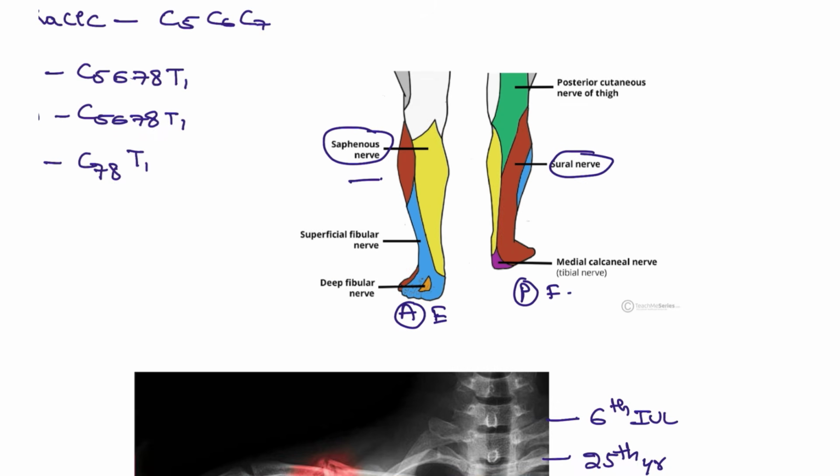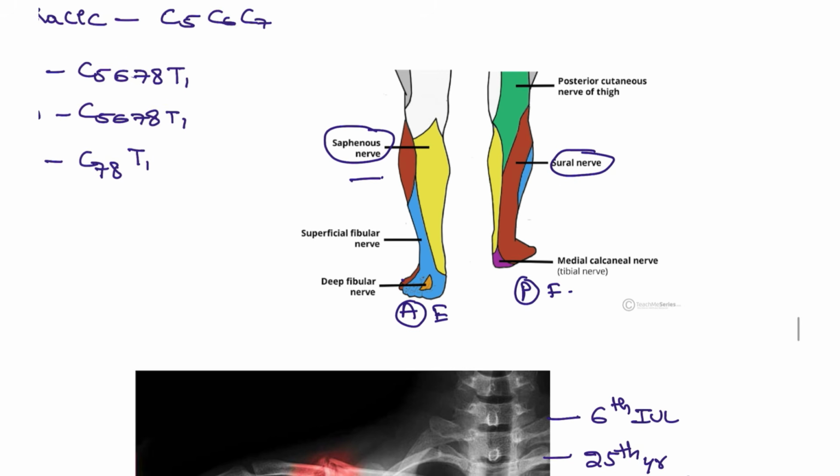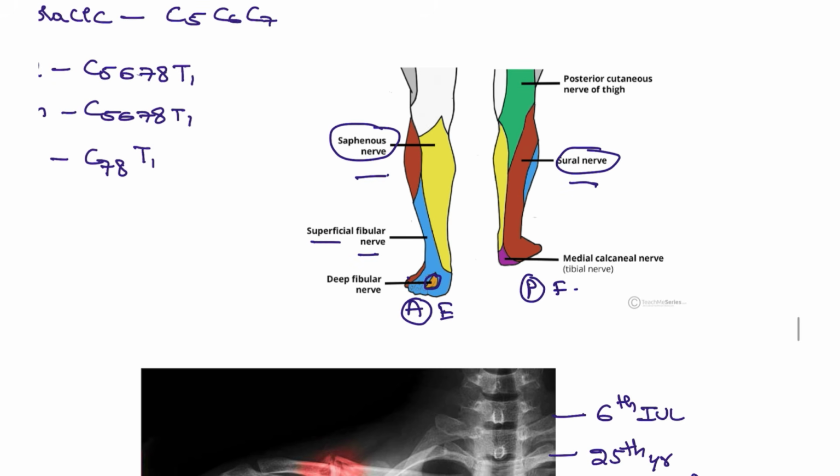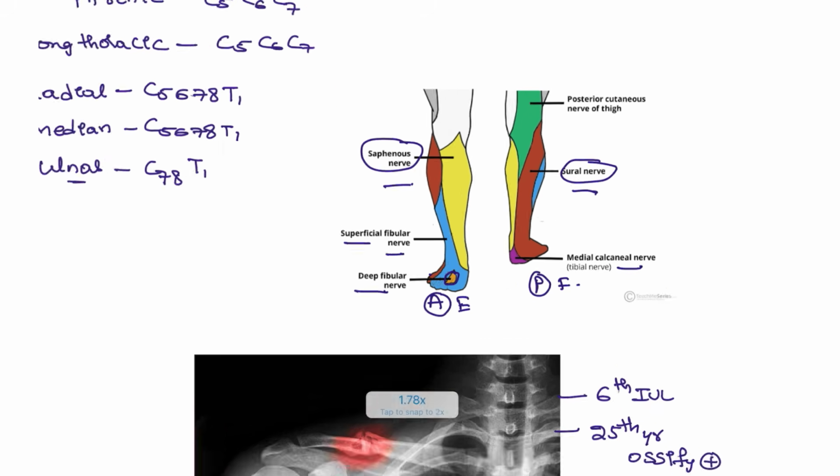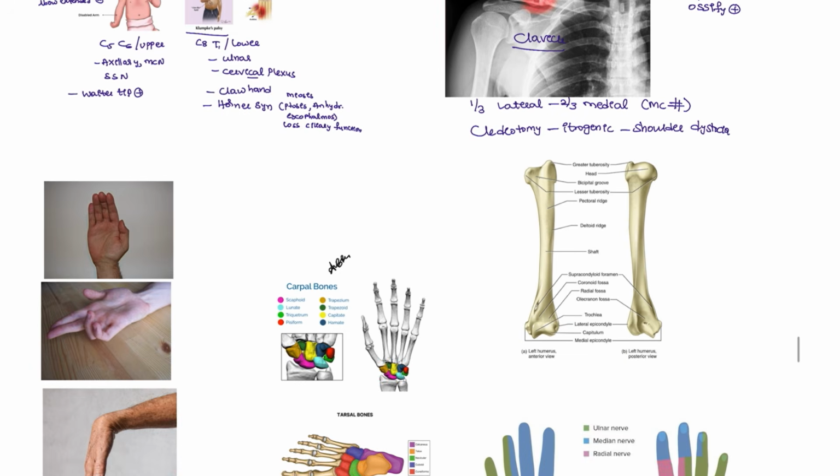And next, on the dorsum of the foot, the little toe is again supplied by the sural nerve, and most of the part will be supplied by the superficial fibular nerve, and the small part at the dorsum of the big toe is supplied by the deep fibular nerve. And on the plantar foot, that will be mostly supplied by the medial calcaneal nerve. This has also been asked in the examination.